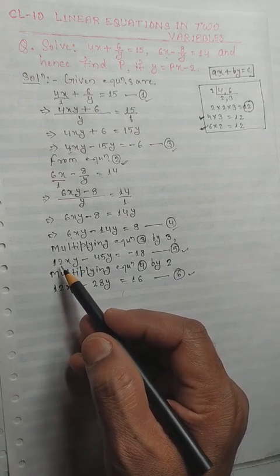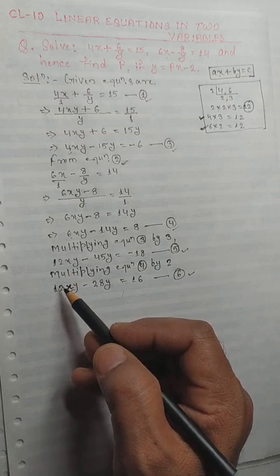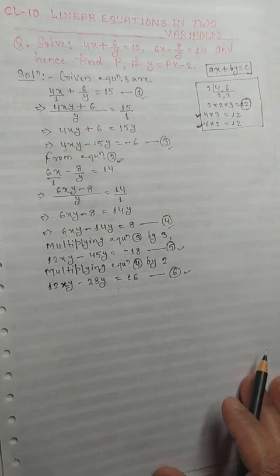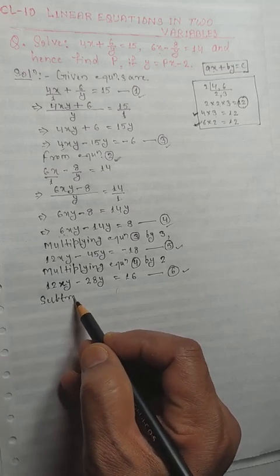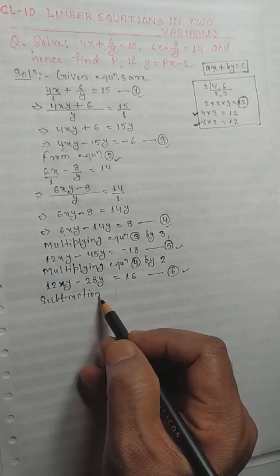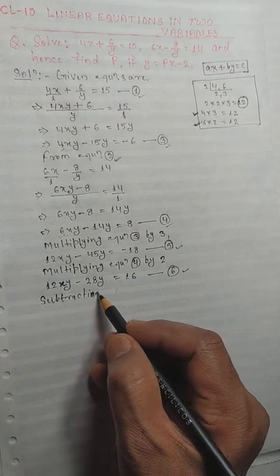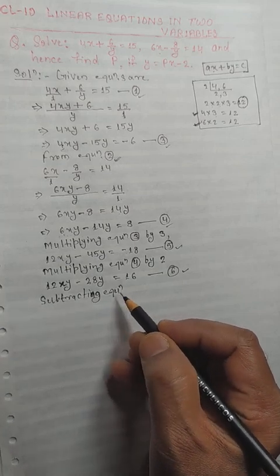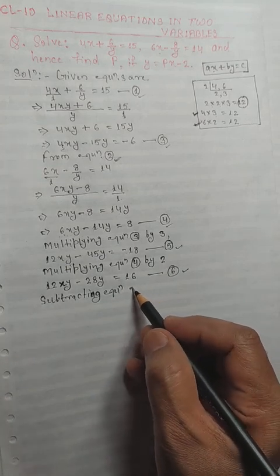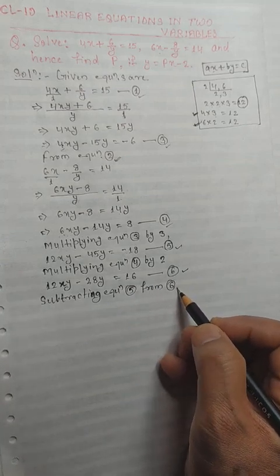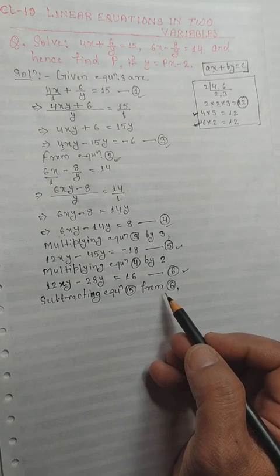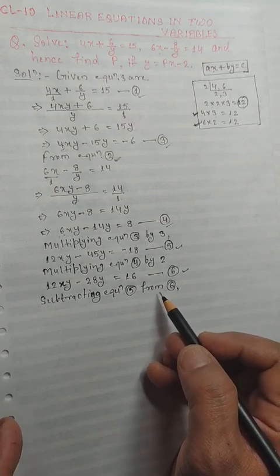So both are plus, 12 and 12. If we add them, it will become 24. So what shall we do? We will subtract. So subtracting is our wish. Which equation will we subtract? Suppose we are subtracting equation 5 from equation 6. So how we write this statement, according to that will be the next step. We are subtracting 5 from 6.